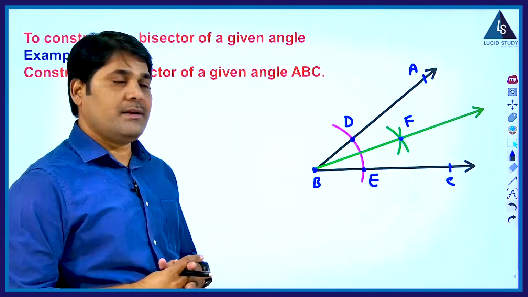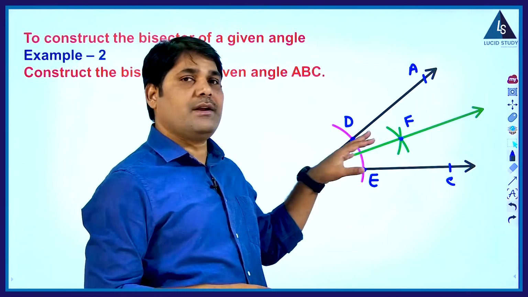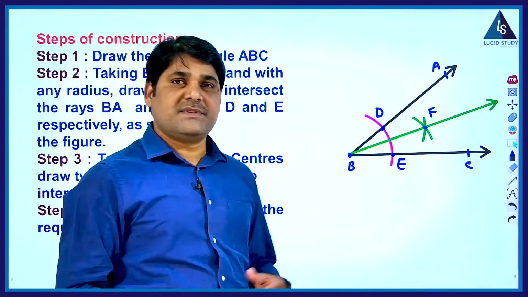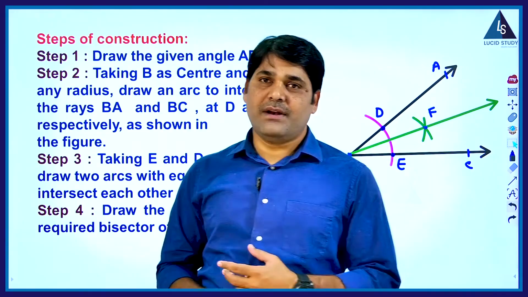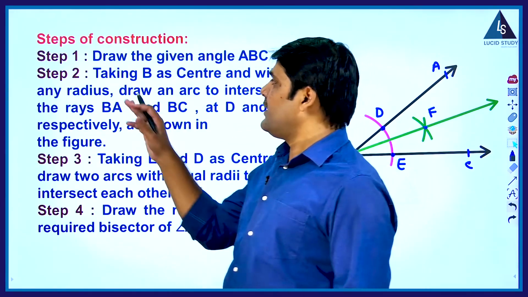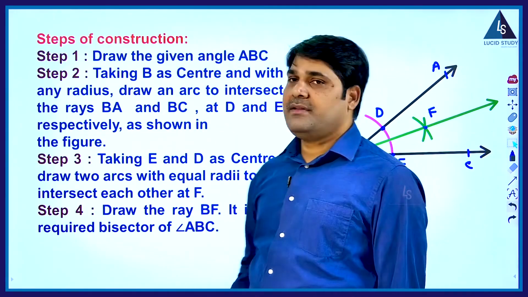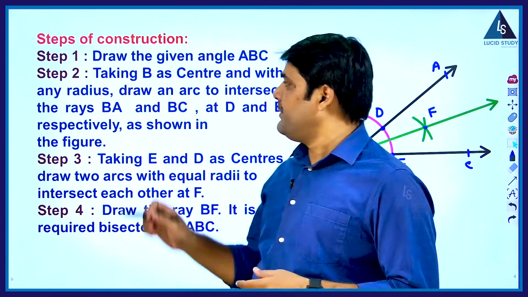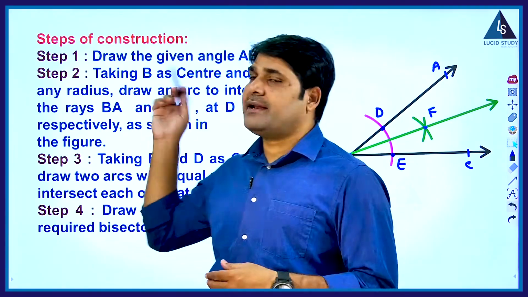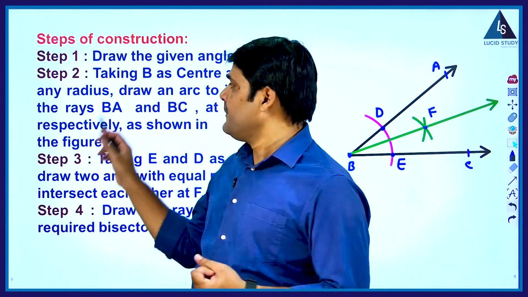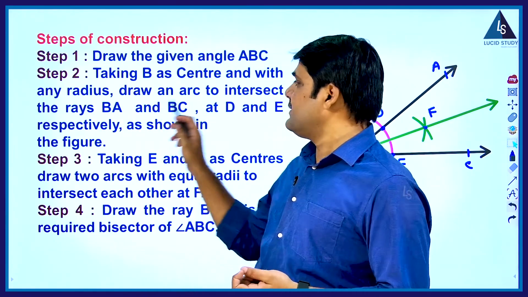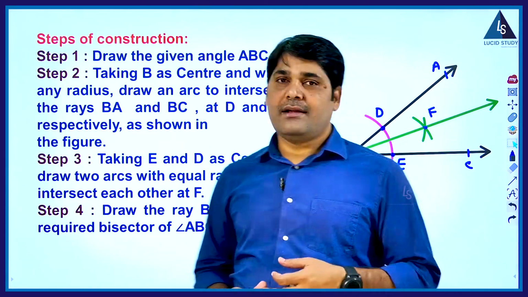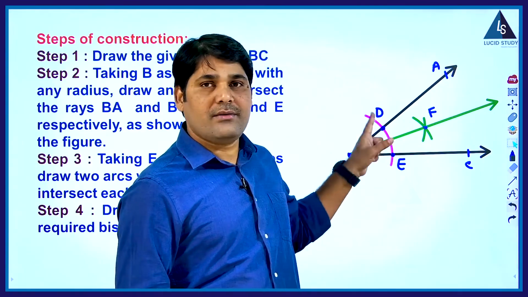Okay, once again, see here, first what we did. Let us discuss this in steps of construction, then we will understand better. Step 1, draw the given angle ABC. So we have constructed an angle ABC. Later, taking B as the center and with any radius, draw an arc to intersect the rays BA and BC at D and E respectively. So that is what we have constructed.